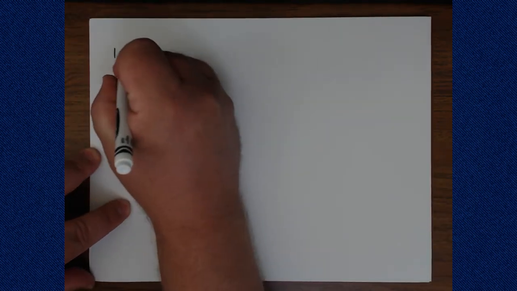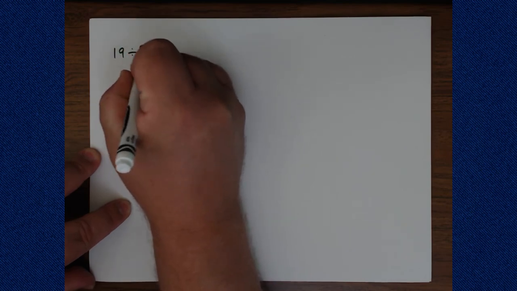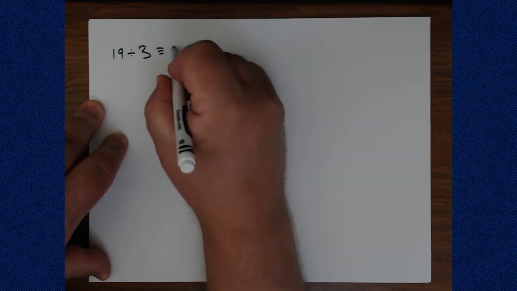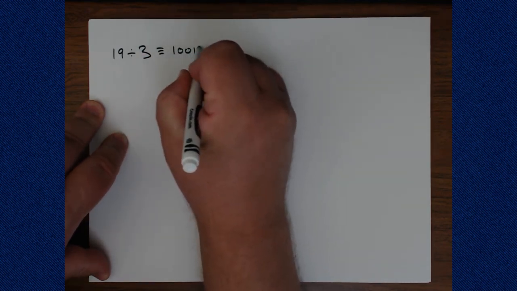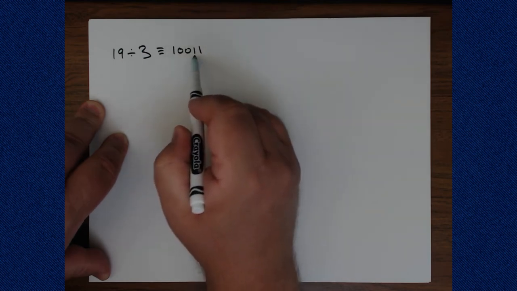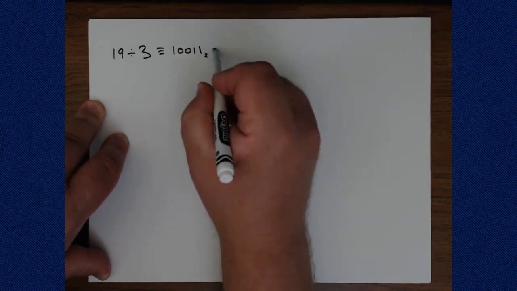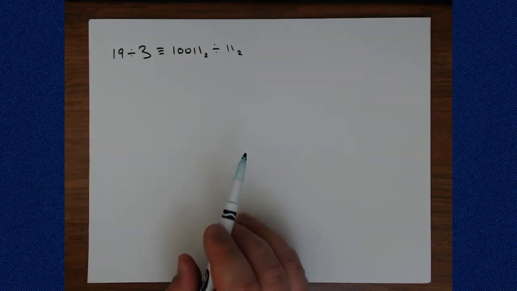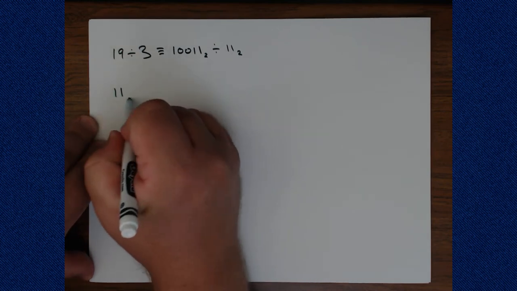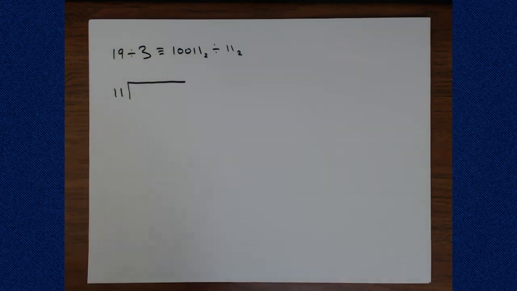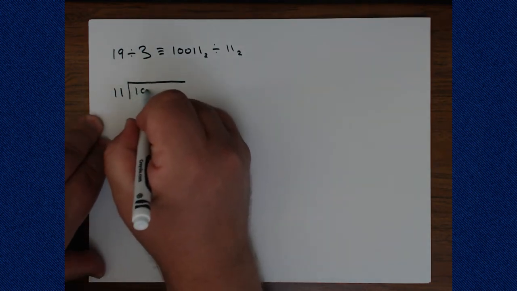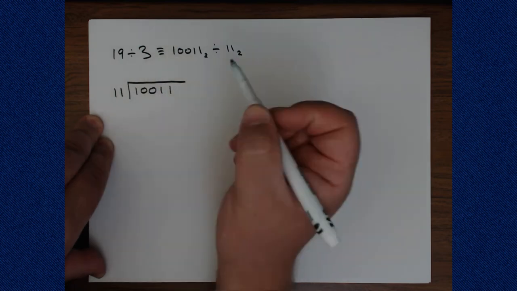Let's do 19 divided by 3. All right, so that's the same thing as saying 1 0 0 1 1. This is 16 plus 3 is 19. Divided by 1 1 in binary is 3. So 1 1. We'll pull this over. Let's see here. 19 is 1 0 0 1 1.